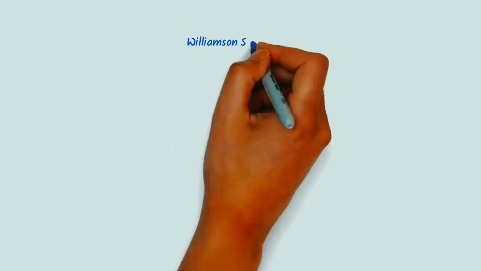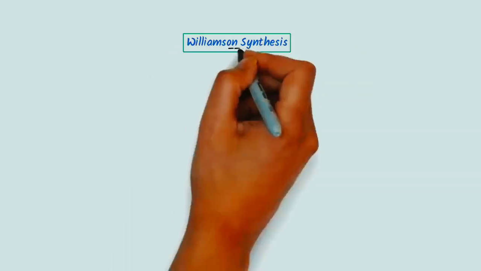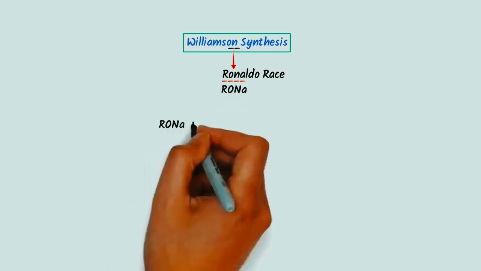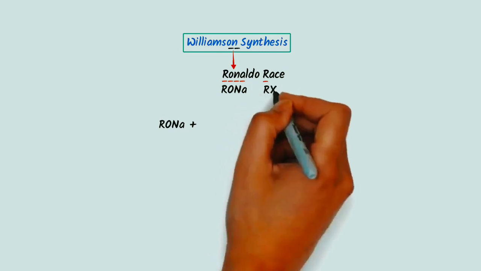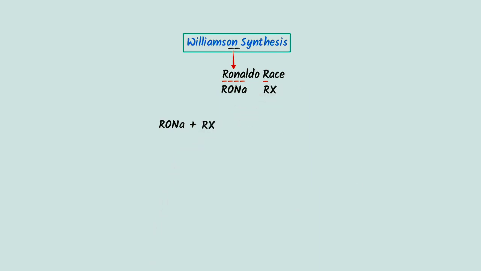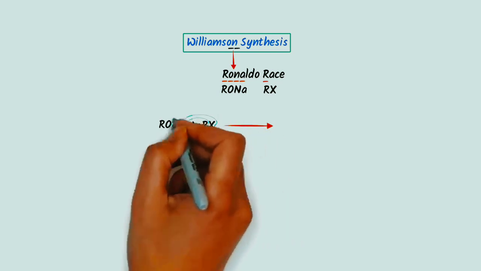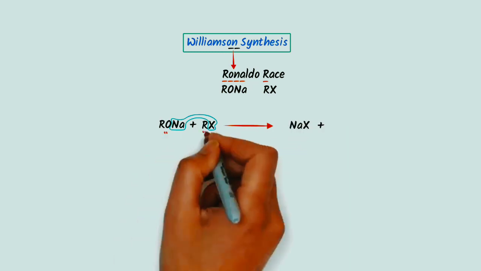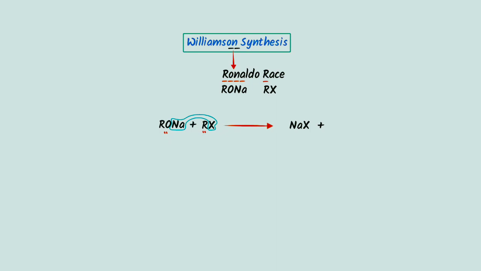Now let me teach you Williamson synthesis. This ON in Williamson reminds me of Ronaldo rays. This RONA is sodium alkoxide. This R in rays stands for RX, alkyl halide. These are the reactants of this reaction. Now sodium being positive will attack on halogen. We get sodium halide. This RO and this R combine together to form ether. So this is the Williamson synthesis reaction.